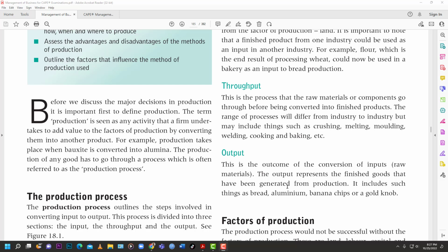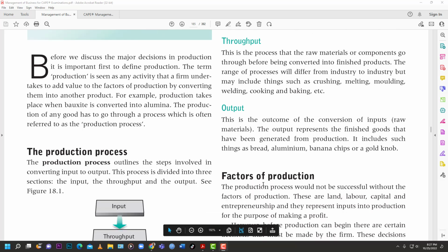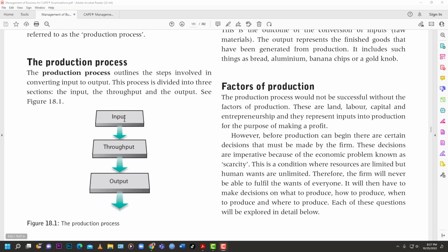So the output would be things like the jewelry, the banana chips, the aluminum, the bread, whatever. So that's the process right there, the flow chart of production. So we understand that part very well.